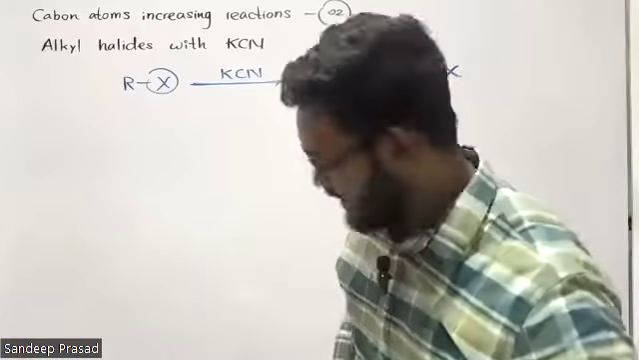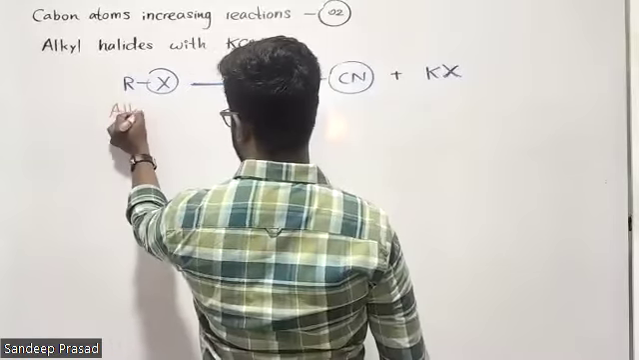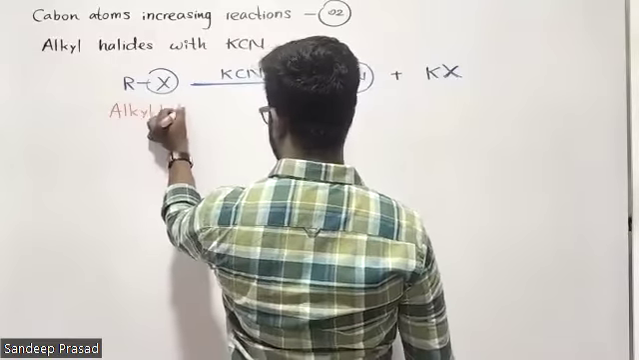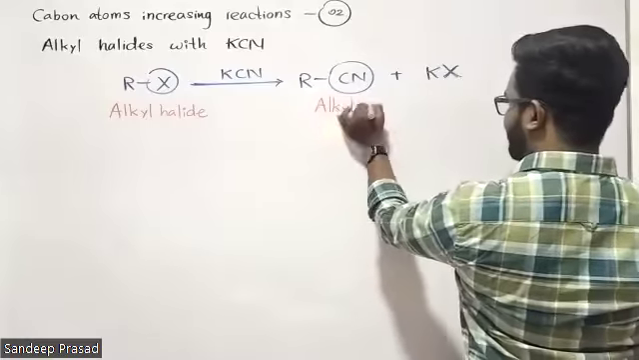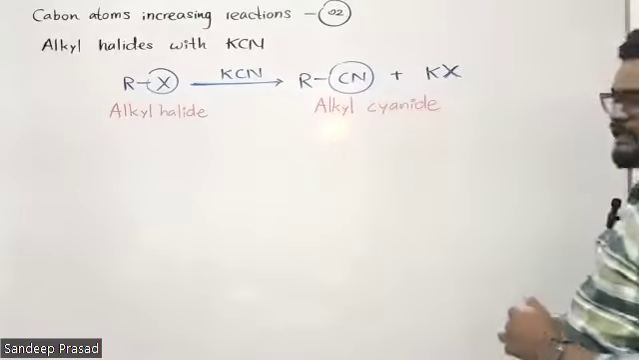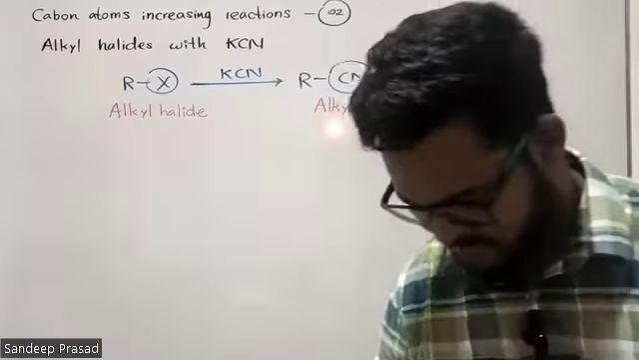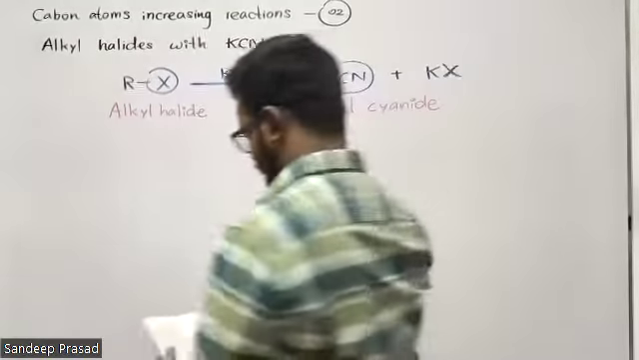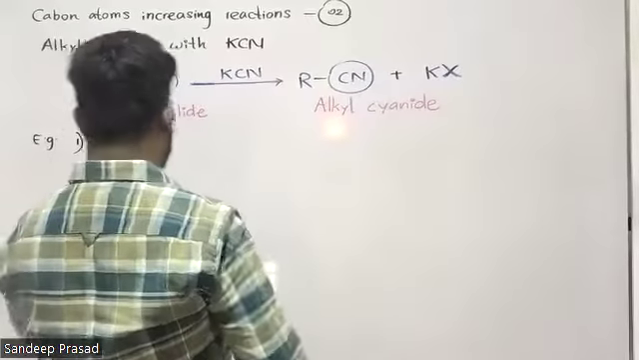So you can understand here, alkyl halide simply converts into alkyl cyanide, or nitrile group, alkyl cyanide, right? Let's discuss a few examples. Very easy. Example number 1.